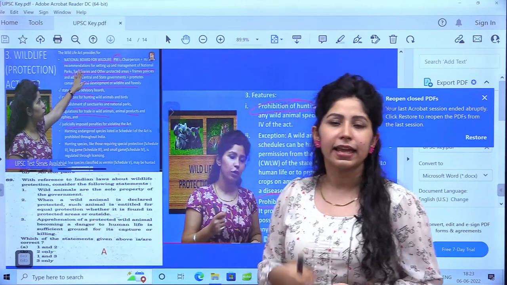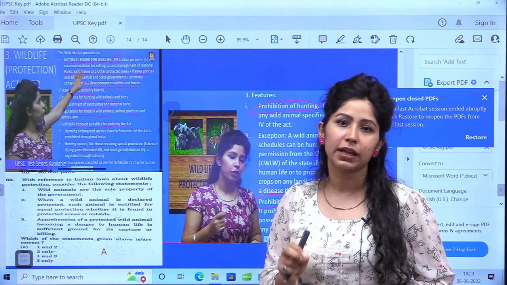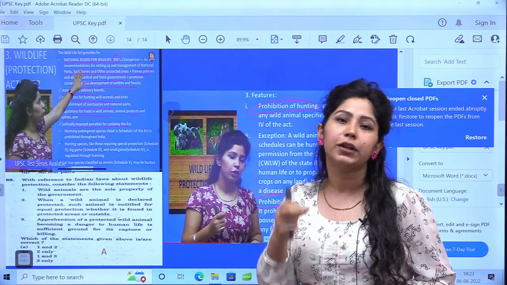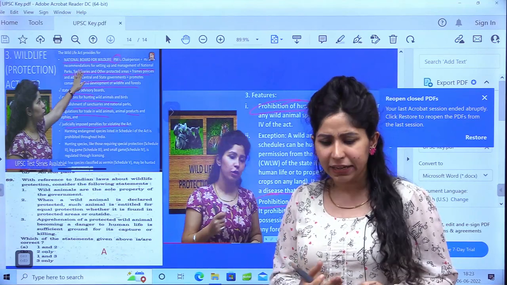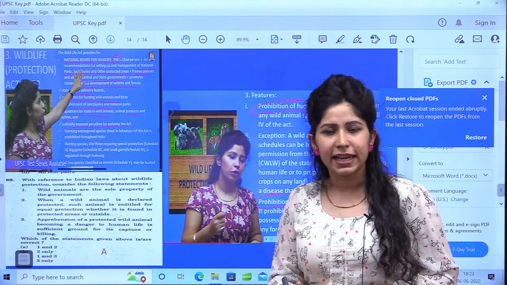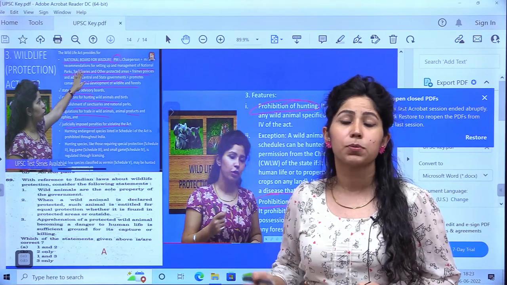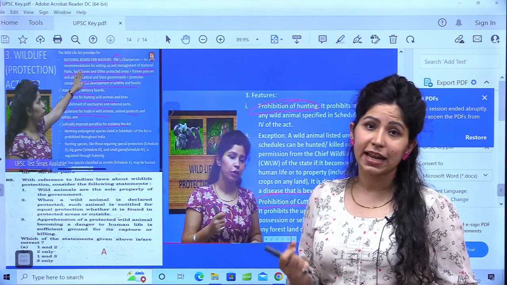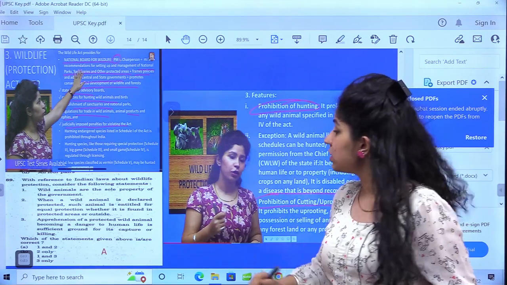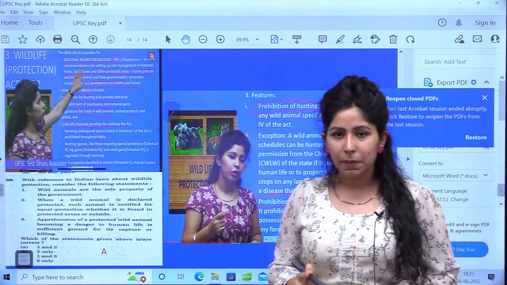It says that if a wild animal, irrespective of the schedule that it is put in, becomes a danger or a threat to human life or property, then it can be killed. This is a very generalized statement, and we know that India's main mandate is to protect forest and wildlife, so this cannot be true. So even if you've not taken any lectures, even if you use just your common sense, you can reach the right answer. So this was about it.